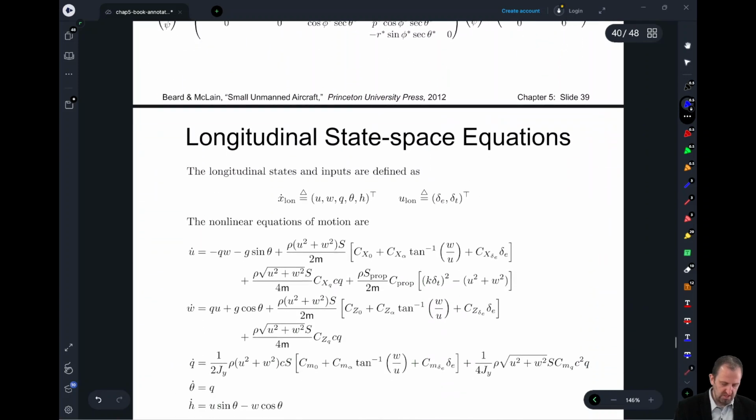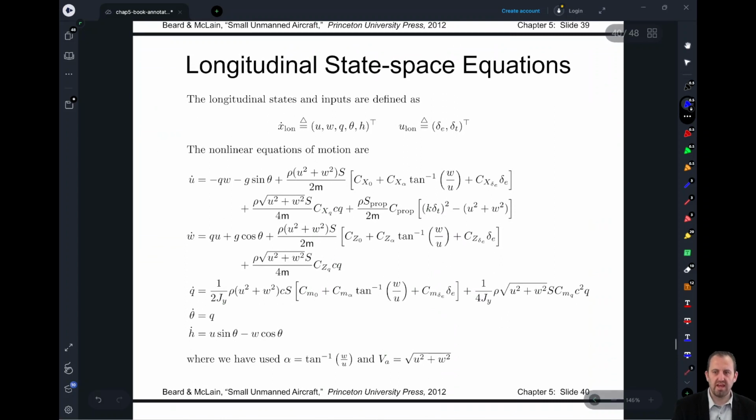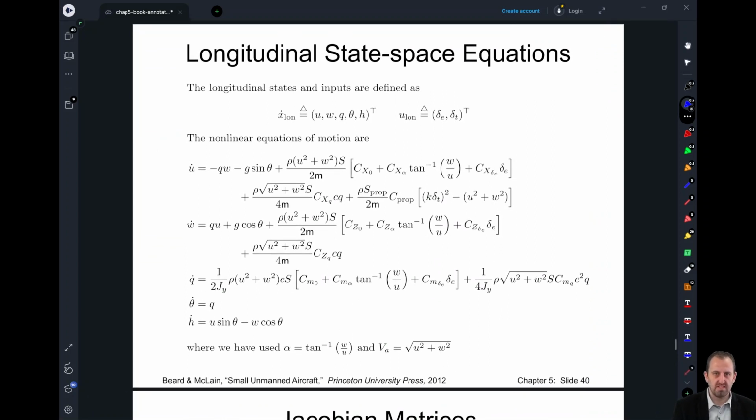Okay, so then we jump in and we look at our longitudinal state space equations. And again, that shouldn't be an x dot. This should just be an x ln. Our longitudinal states, we're going to use u, w, q, theta, and h. And our longitudinal inputs, we're just going to use delta E and delta T.